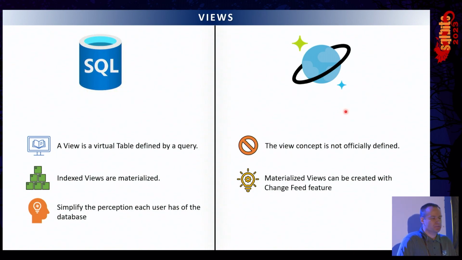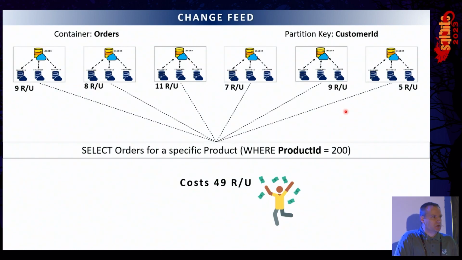Next one is views. Views are pretty common in SQL Server, and those are virtual tables defined by a query. You can make them indexed views, so they can be materialized and you can put indexes on them, and users like it because you can run a really complex query, create a view, and make the query simple for the users. In Cosmos DB, there's nothing like views. But you can create and materialize views by using some of the different functions of Cosmos DB, like change feed. Change feed is really like a CDC.